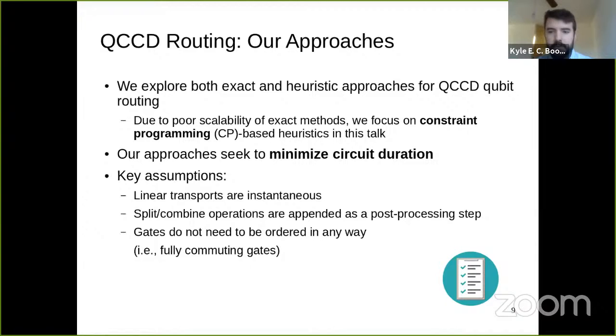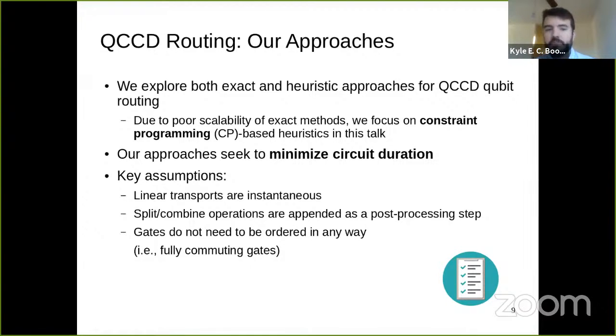that these linear transports, because they're very fast, are essentially instantaneous. We append the split and combine operations as a post-processing step. So first we'll generate a circuit and then kind of greedily append the split combine operations at the end.